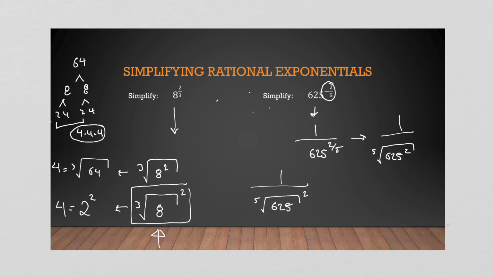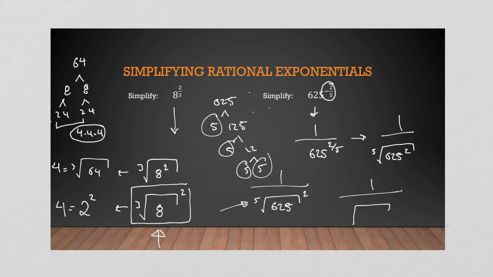Well, 625 is 5 times 125, which is 5 times 25, which is 5 times 5. And you can see you only have 4 5s. So we're not going to get enough to break a 5th root. So don't even bother simplifying it. You can leave your answer as the 5th root of 625 all squared, because otherwise you're going to get a decimal number. This isn't a perfect rational.